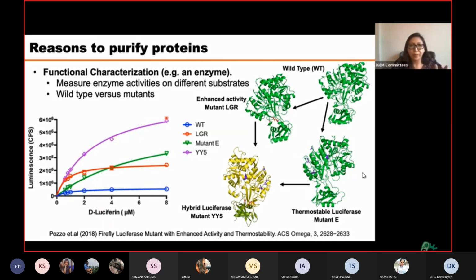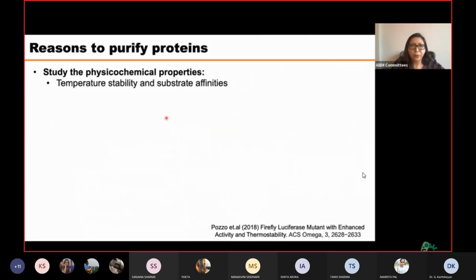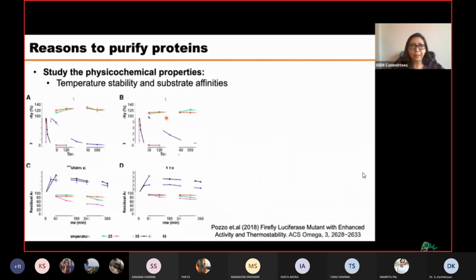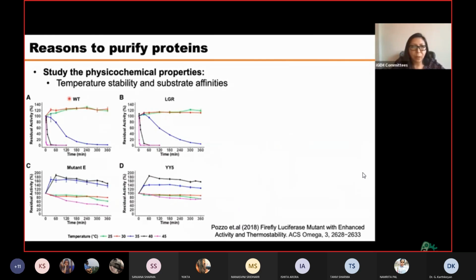So this is a way to study the functional characterization of wild types and mutants, but you can also study the physicochemical properties. Here I have the stability studies, where you can see that at 35 degrees, the wild type lost the activity of shining. It was not shining anymore, but YY5 kept shining at 40 degrees, and at 360 minutes it was still shining. This is a good example to prove that your enzyme supports high temperatures.